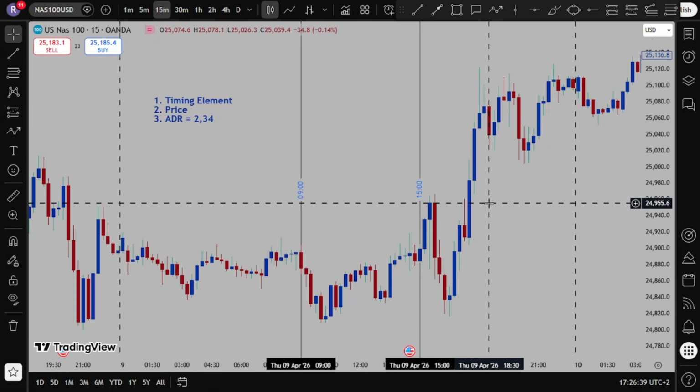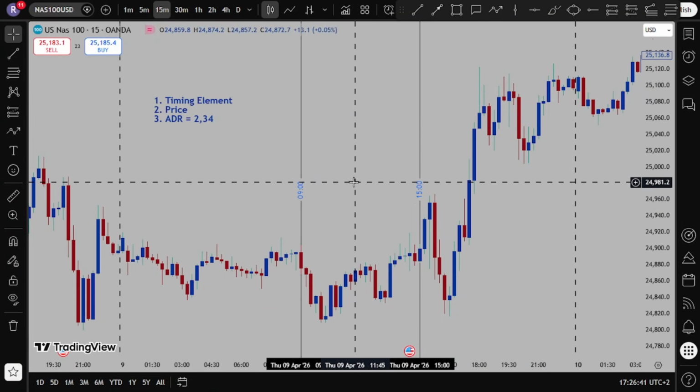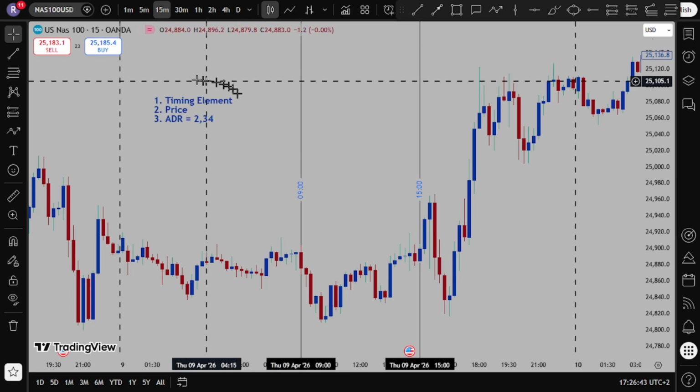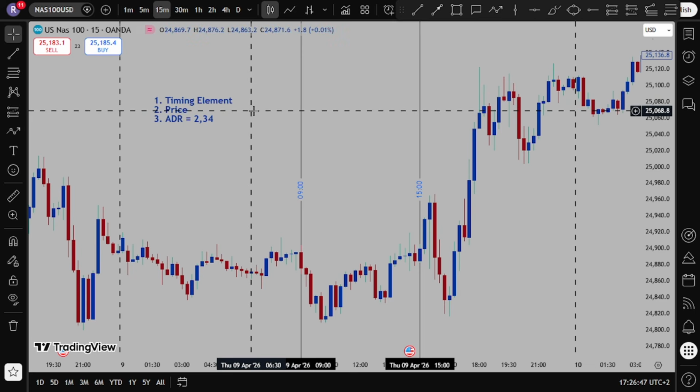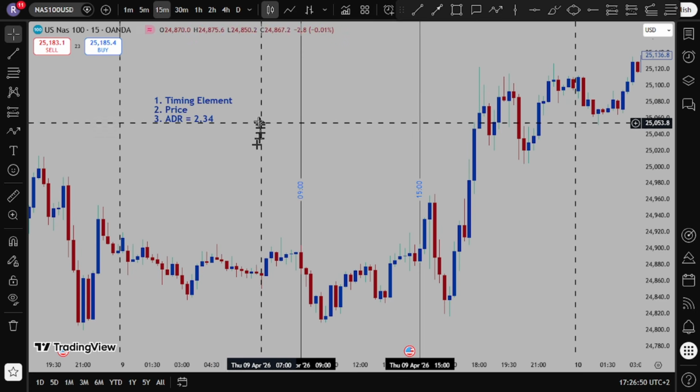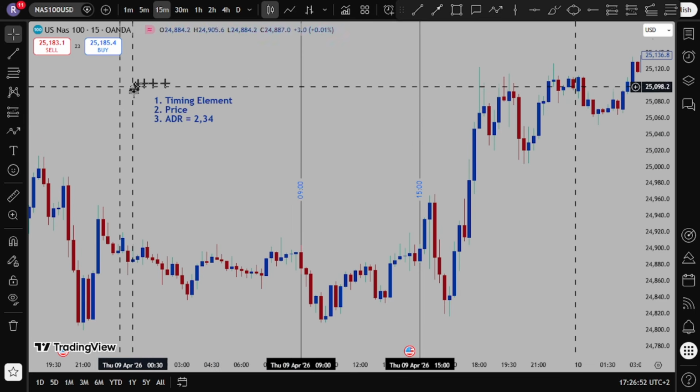Price chart here for the NQ, and I've got a few things plugged in here as well with my three most important elements in the market. I've got the timing element, price, as well as the ADR. My trading model is built around these three elements.